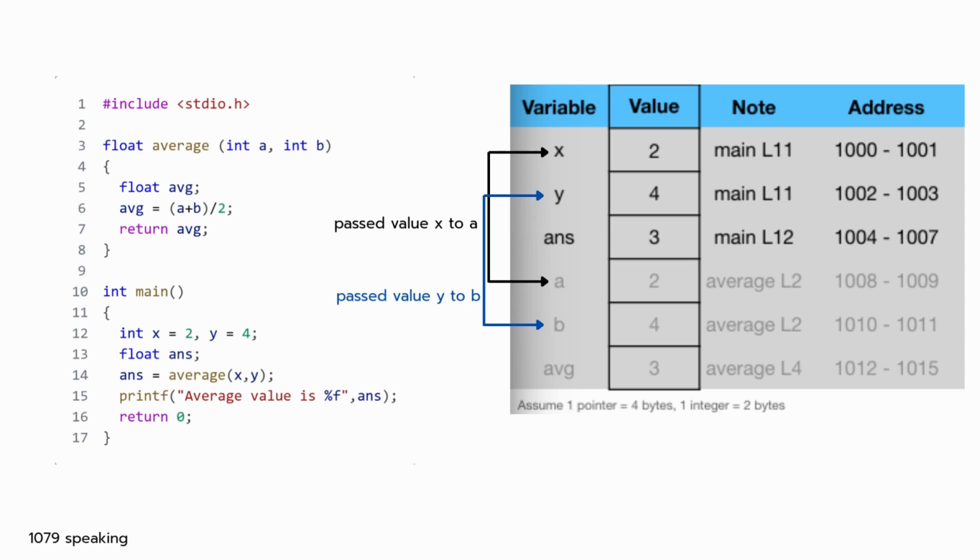So here is the key takeaway: in pass by value, the function receives a copy of the data, not the actual variable. That's why any change inside the function doesn't affect the original values.